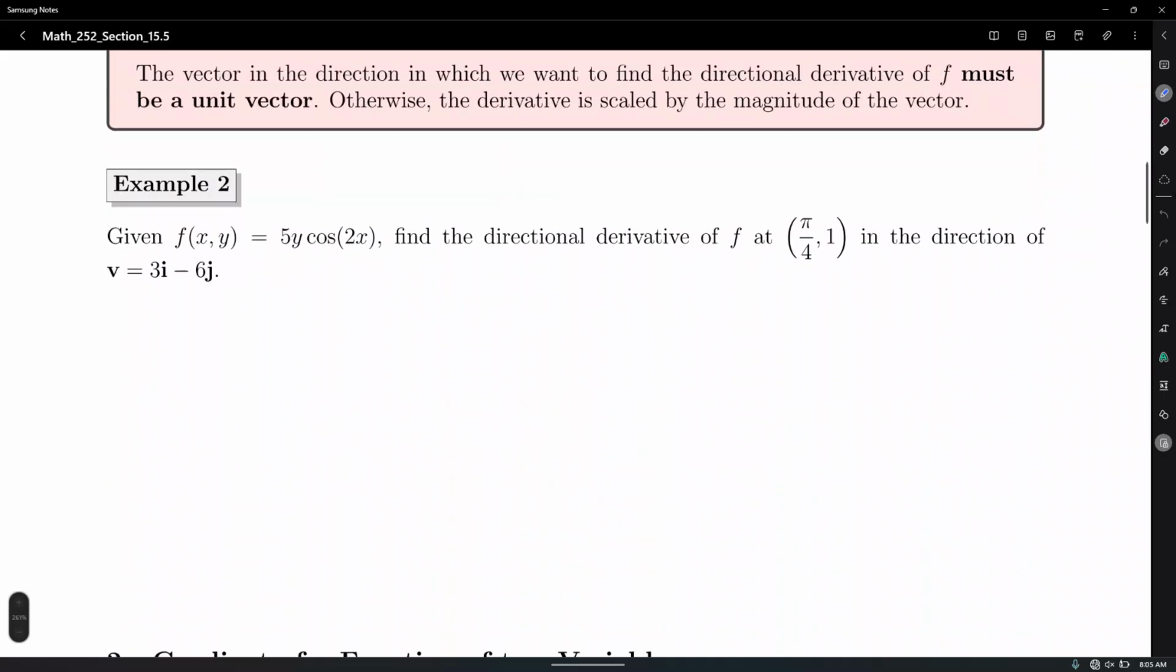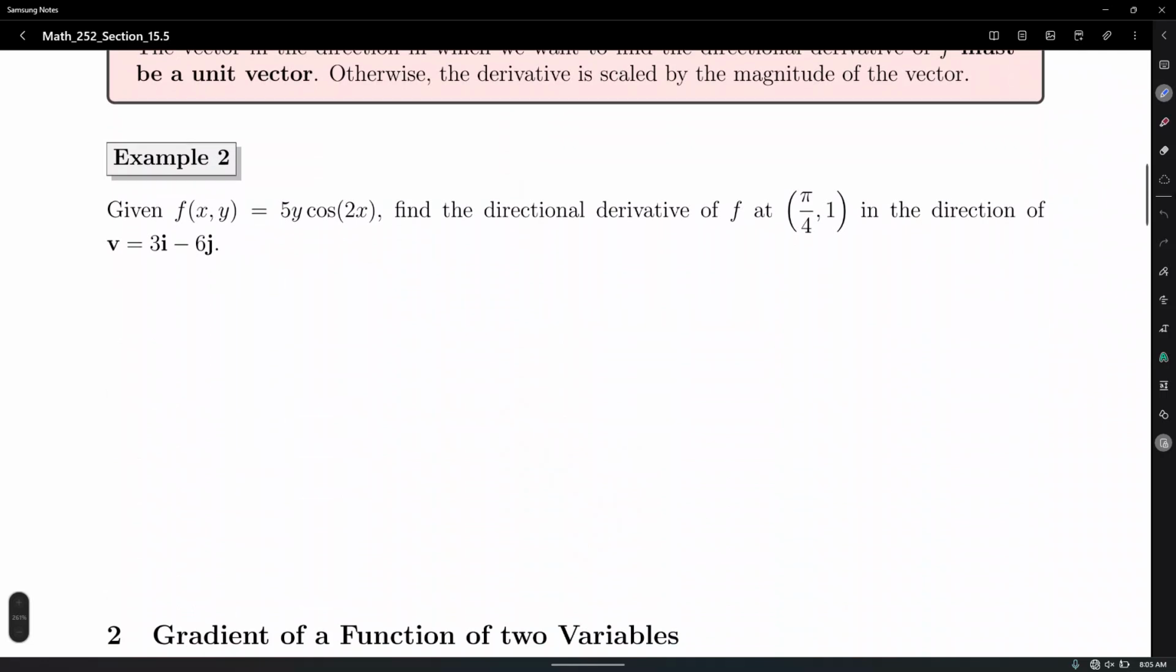Now, what if we have example number 2? We're given another surface, f(x, y) = 5y cosine of 2x. Find the directional derivative of f at the point (5, π/4) in the direction of the vector given by v = 3i minus 6j. Well, this is going to change this time because, just looking at the components of the vector, that's definitely not a unit vector. All right, that's not a unit vector. So in this case, we would need to redefine this vector as a unit vector.